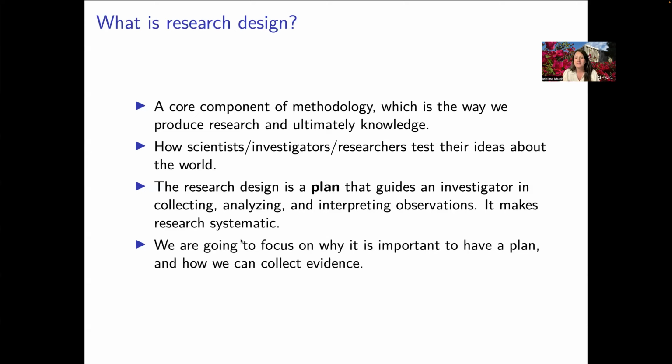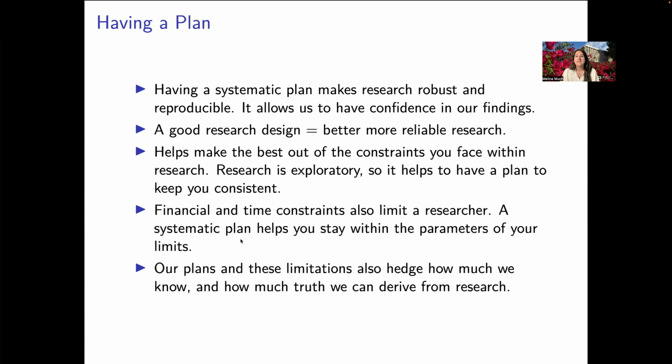We're going to focus in this lecture on why it's important to have a plan and how we can collect evidence and the different ways that we can do that. A systematic plan makes research robust and reproducible. Robust means we can be certain in it, and reproducible means that we can do it again. So if a phenomenon is true, then we should be able to find evidence of it more than once. It allows us to have some confidence in our findings.